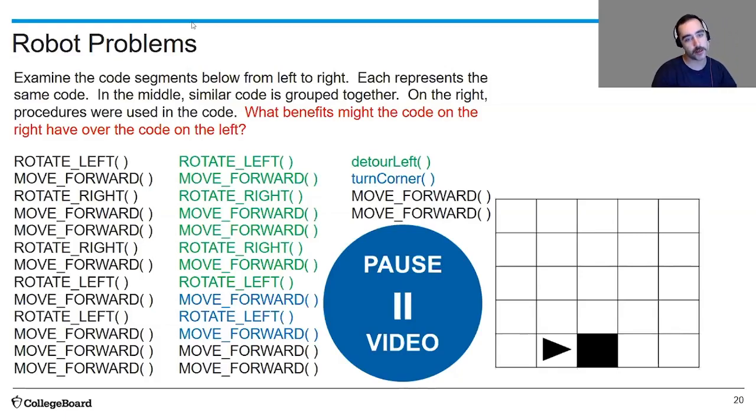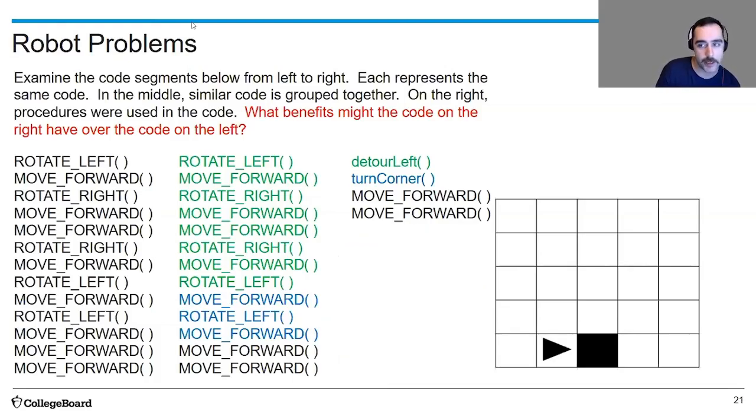So the question that you need to pause the video and think about, and you may even discuss this with a classmate, is what benefits might the code on the right have over the code on the left? I hope you have a really good discussion on this. Pause the video. Here were some further questions to maybe help with that discussion, to see if we can really try to understand some of the benefits of the code on the right.